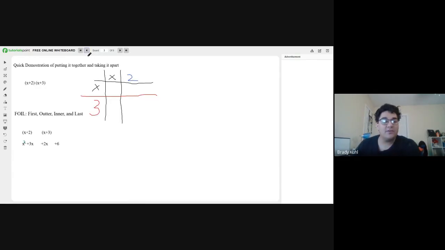First thing we want to do: walk before you run. Know how to put it together before how to take it apart. Most quadratic formulas are usually made up of expressions that look like this. There are two methods to put it together. You can either use the FOIL method.